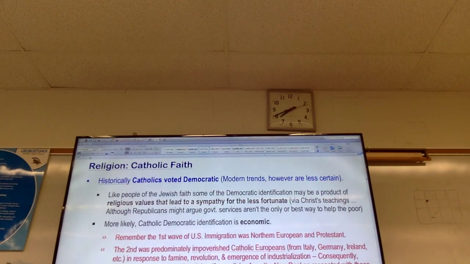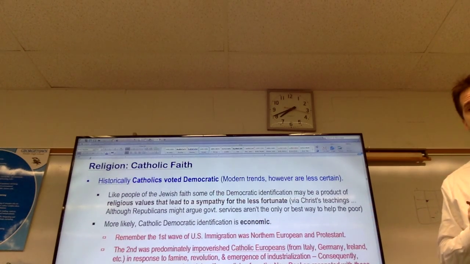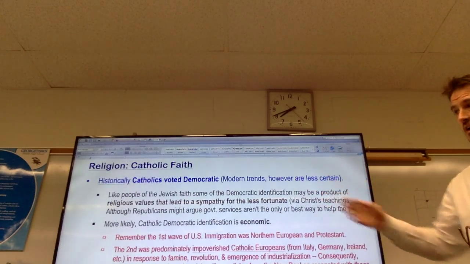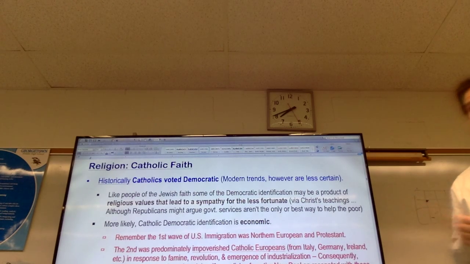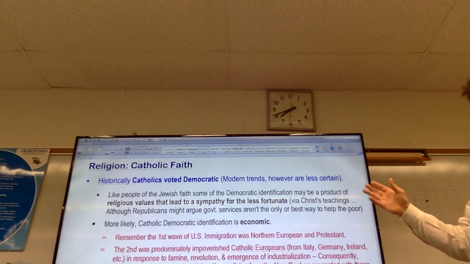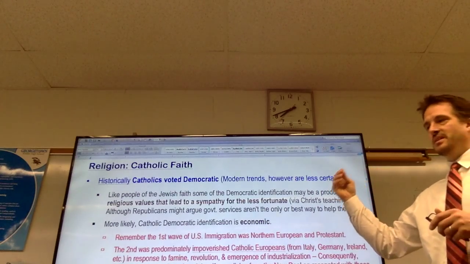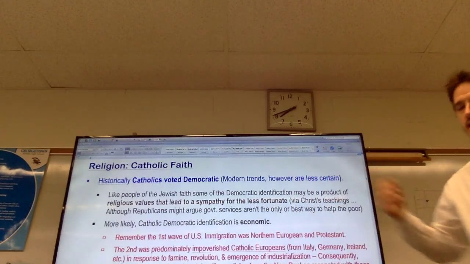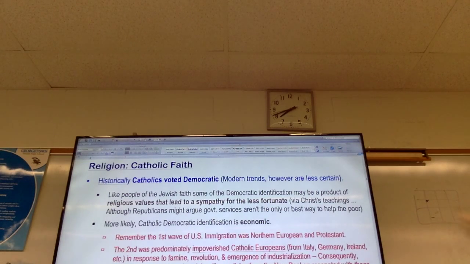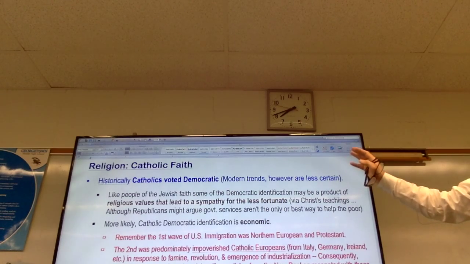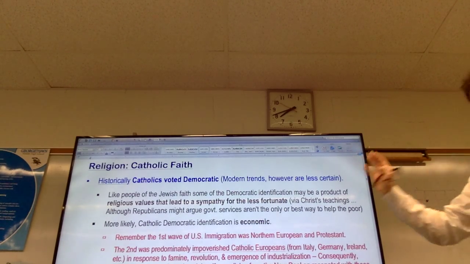Similarly, you see that with the Catholics. Again, if you look at religious values, Christ's teachings, the idea of reaching out to the less fortunate, that aligns. Republicans might give you an argument that says that it's not necessarily the best way to help out the poor through entitlement programs. But again, in general, those kind of ideas line up. So that's the initial kind of impression you get. On first blush, when you look at it, of course, the values line up.